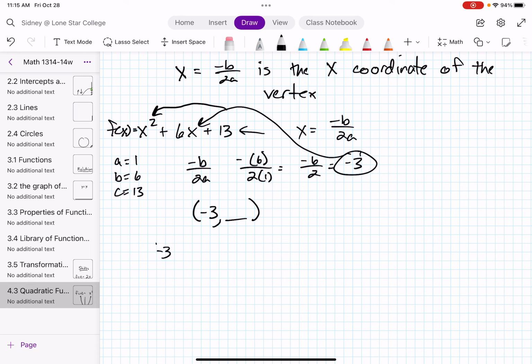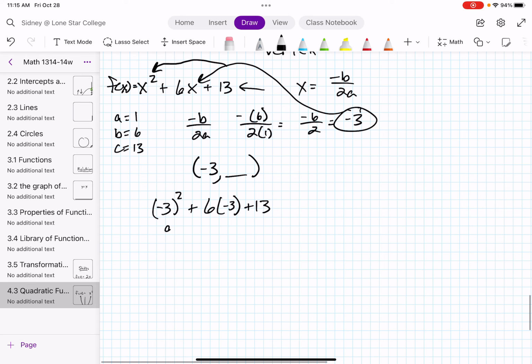So we plug that in, and I have negative 3 squared plus 6 times negative 3 plus 13. Negative 3 squared is 9, plus negative 18, plus 13. When I clean all that up, I get 4. So the y value is 4. So my vertex for the function x squared plus 6x plus 13, for that particular parabola, is (negative 3, 4).